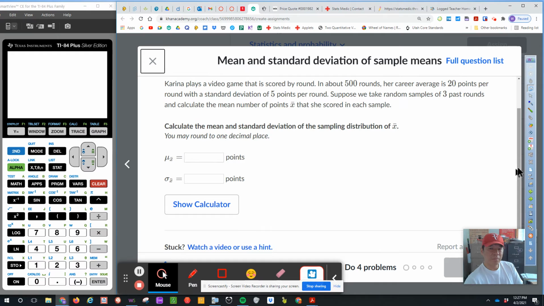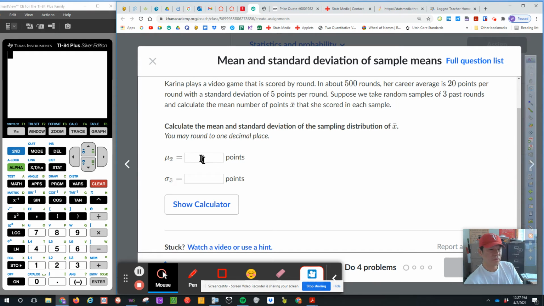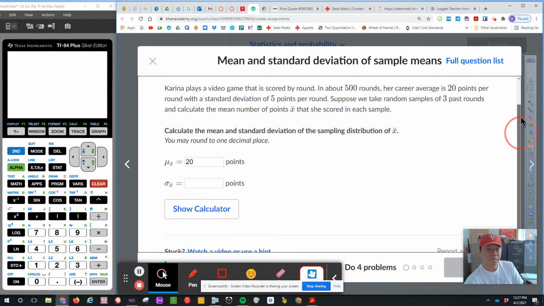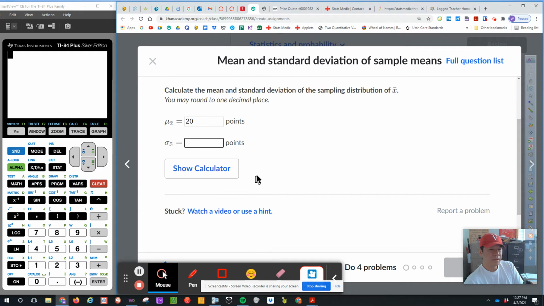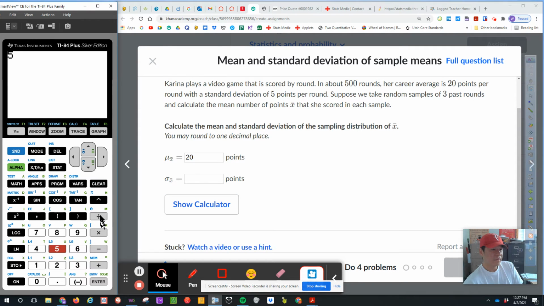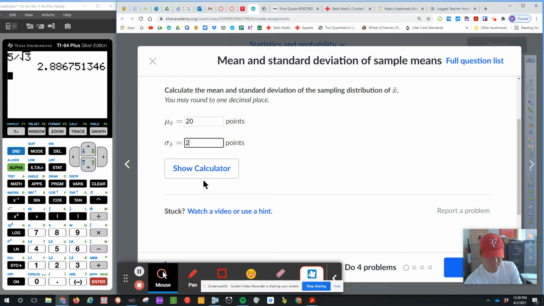And let's look at what our options are. Well, actually, there's no option. So here, we just put 20, because that's our population mean. And here, we need to use our calculator. So 5 divided by root, the square root sign is here, second square root of 3, the sample size. Round to the nearest one decimal place, 2.9, because this is 2.88. We need to look at 8, the second decimal place, and that is above 5. Then we change 8 to 9.